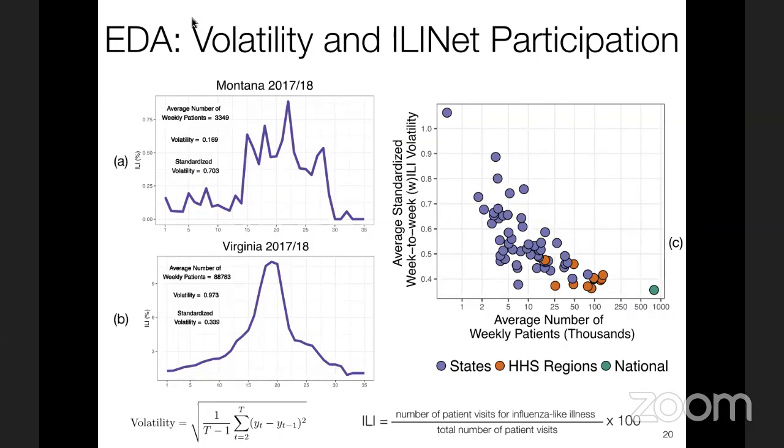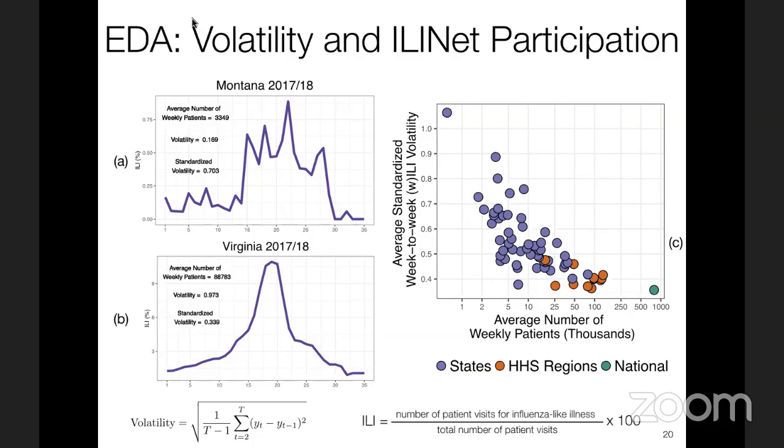The point is that the jaggedness of Montana versus the smoothness of Virginia is not random. It's easiest to see why when you remember what ILI is. It is fundamentally an estimate of a proportion, where the denominator of that proportion is the total number of patient visits for a state-week. For Montana, in a given week they typically see 3,300 patients. In Virginia, they see almost 90,000 patients a week. So you have a much bigger denominator for Virginia than you do in Montana, allowing you to get a much more stable estimate of that proportion.